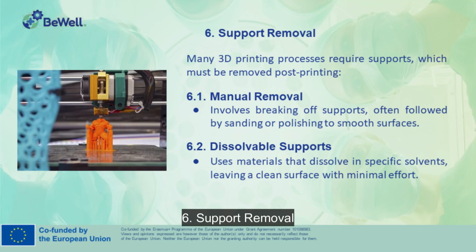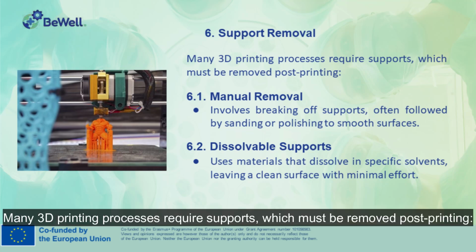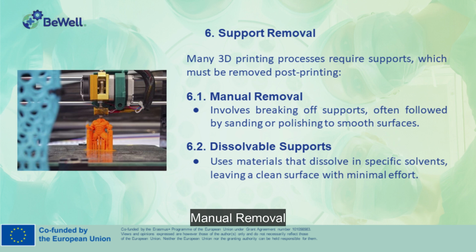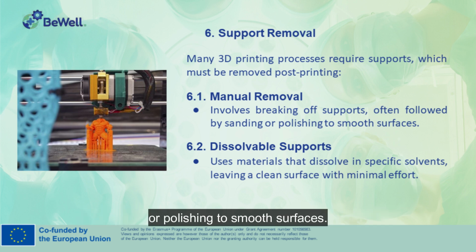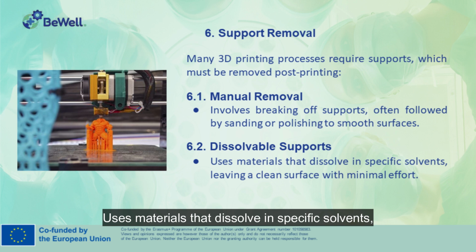6. Support removal. Many 3D printing processes require supports, which must be removed post-printing. Manual removal involves breaking off supports, often followed by sanding or polishing to smooth surfaces. Dissolvable supports uses materials that dissolve in specific solvents, leaving a clean surface with minimal effort.